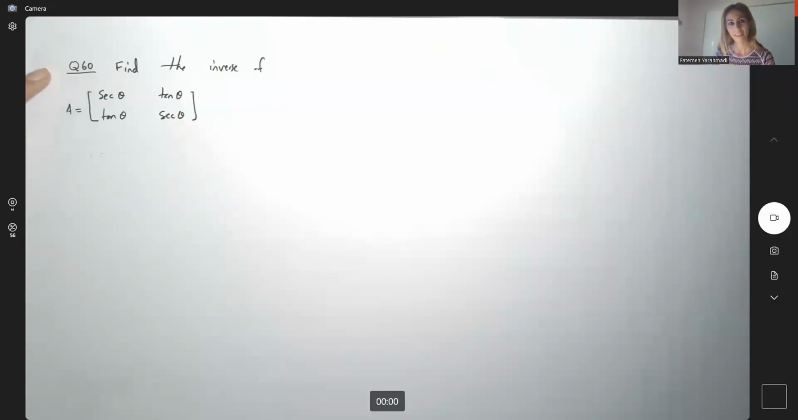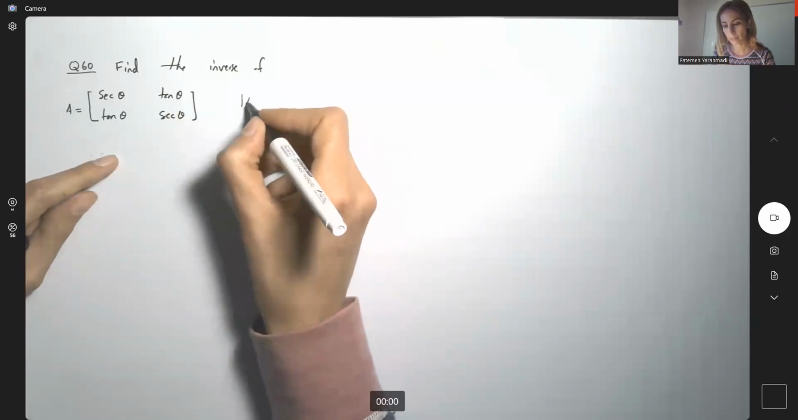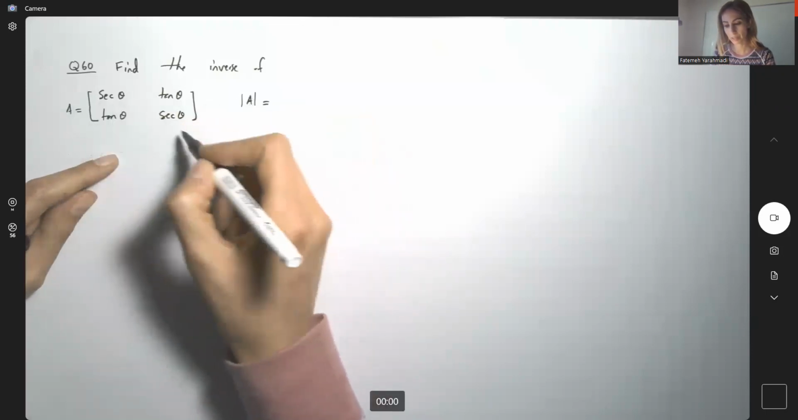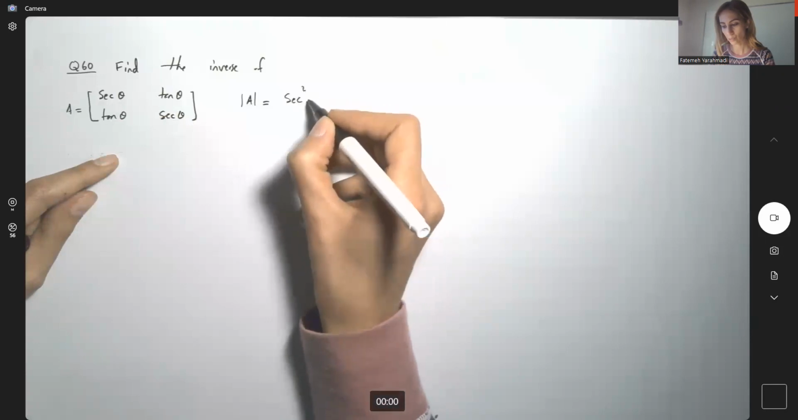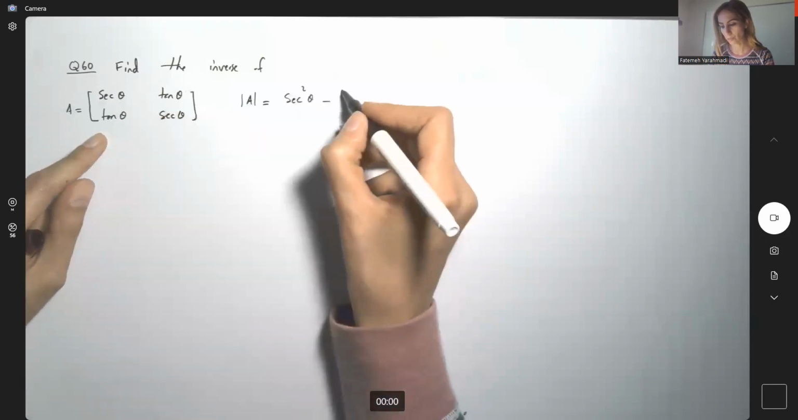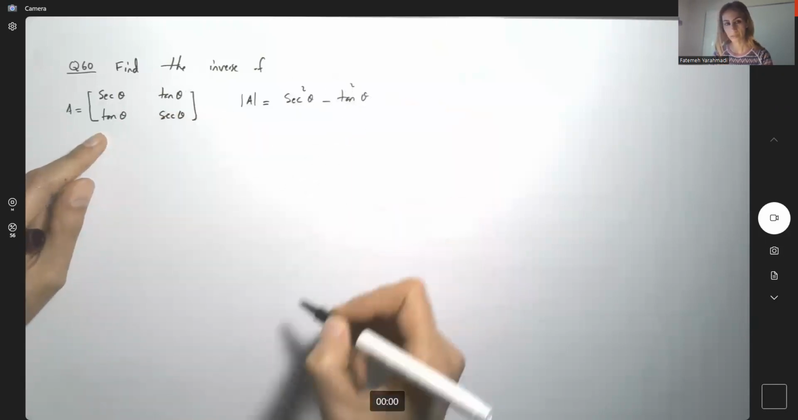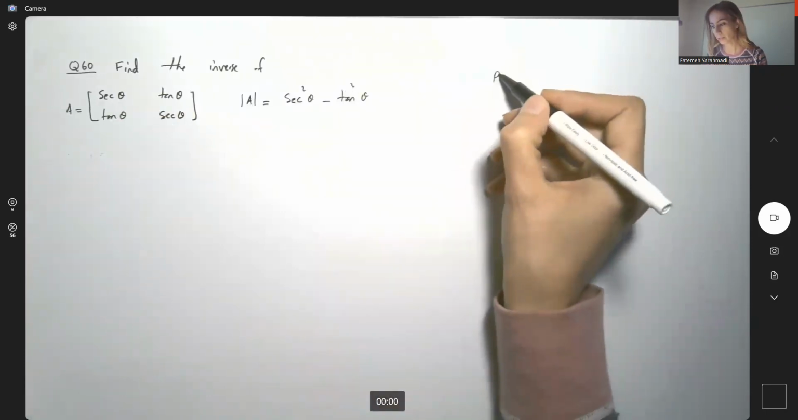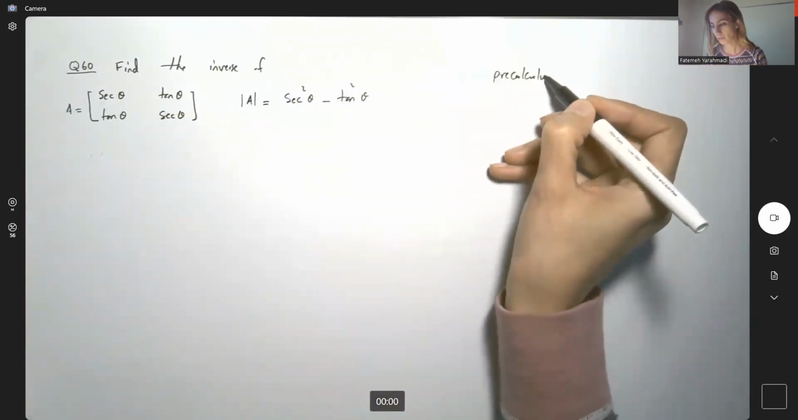Question 60 says, find the inverse of the following matrix. So first of all, let us find the determinant of this matrix. The determinant is secant times secant, secant squared of theta, minus tangent times tangent, tangent squared of theta. So from pre-calculus, what do we know?